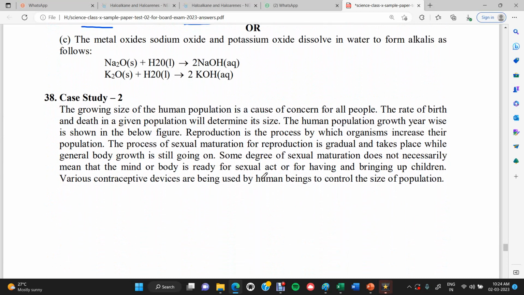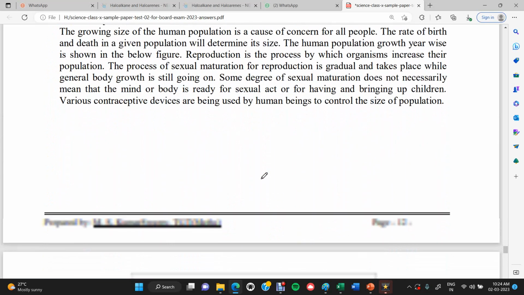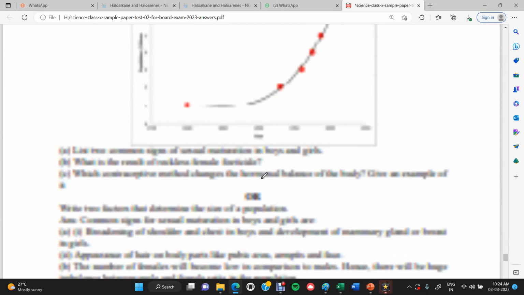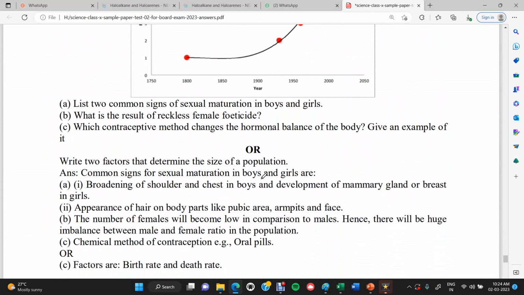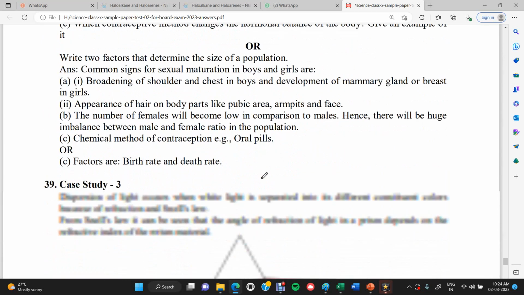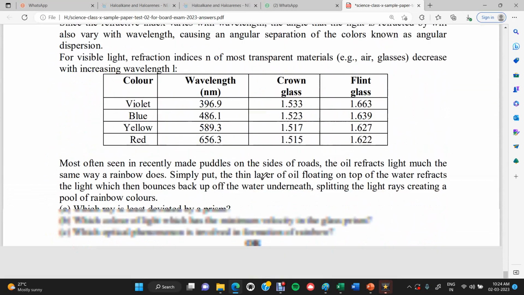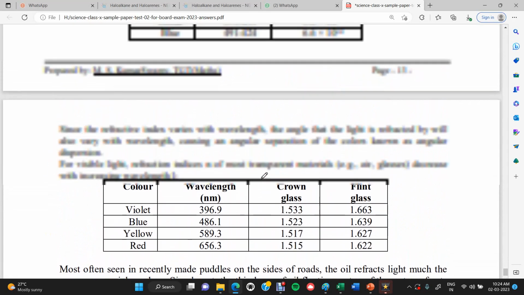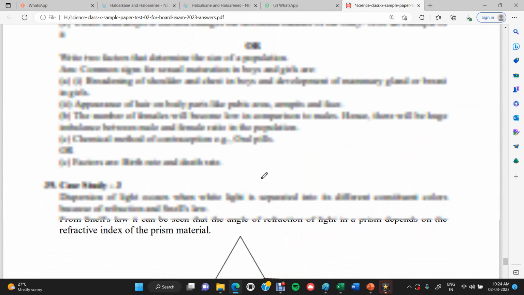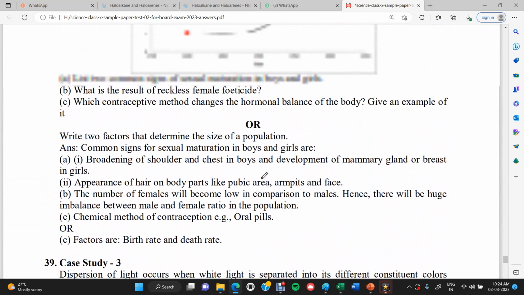That's the end of one question paper for chemistry. This is from biology, and this is from physics. A little bit more, no, biology test diagram.